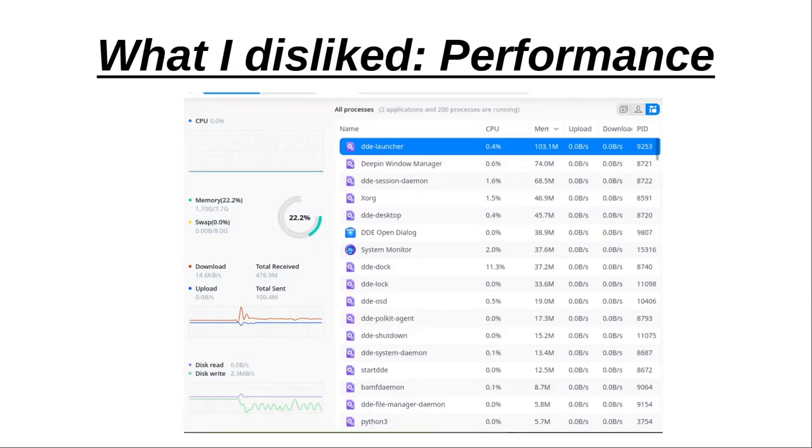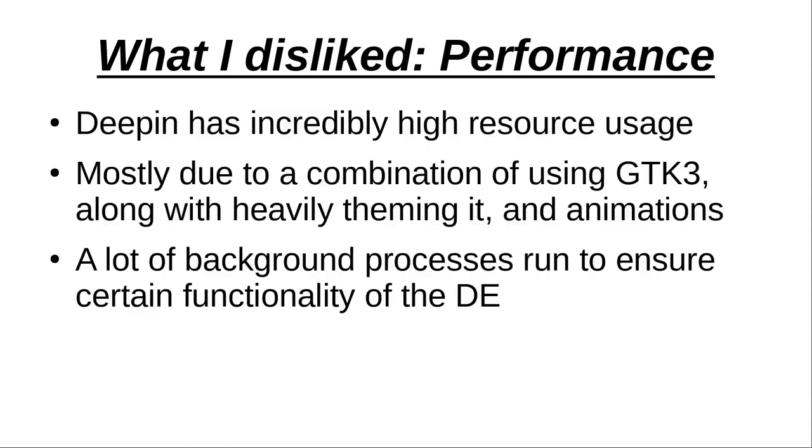Here's another thing I disliked, performance. Deepin uses around 1.7 gigabytes. This is idle, not doing anything at all, which is a lot. That sounds like we're getting to Windows numbers there. It's a lot for a desktop environment. And sure, it does look good and it has a lot of effects, but that's a lot of memory. It is an incredibly high resource usage, more than GNOME.